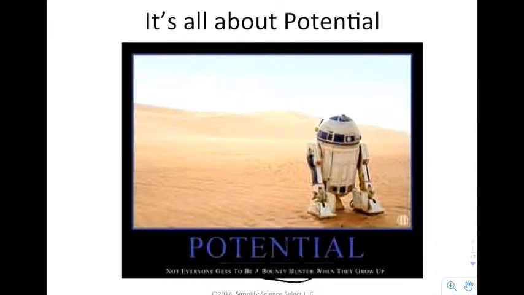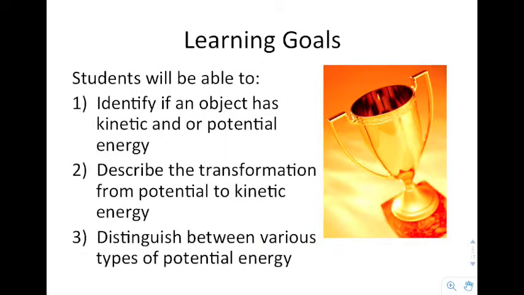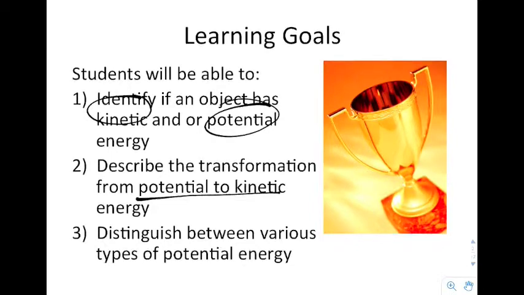Welcome to the third presentation in Unit 3 entitled It's All About Potential. It says, not everyone gets to be a bounty hunter when they grow up. So the learning goals for this particular presentation are that students be able to identify if an object has kinetic or potential energy, describe the transformation between potential and kinetic, and distinguish between the various types of potential energy.